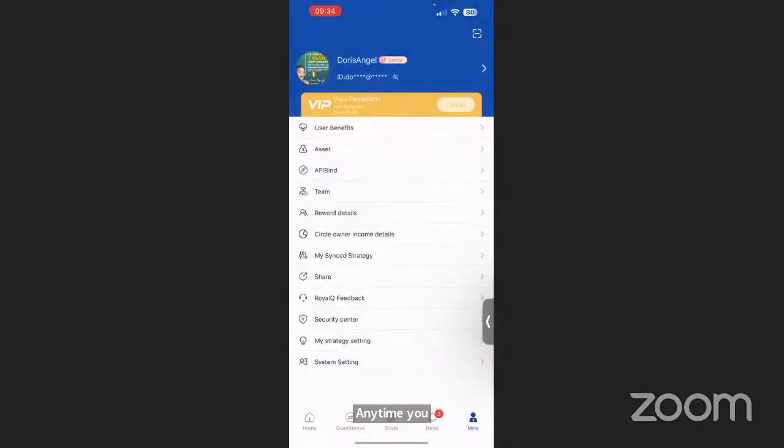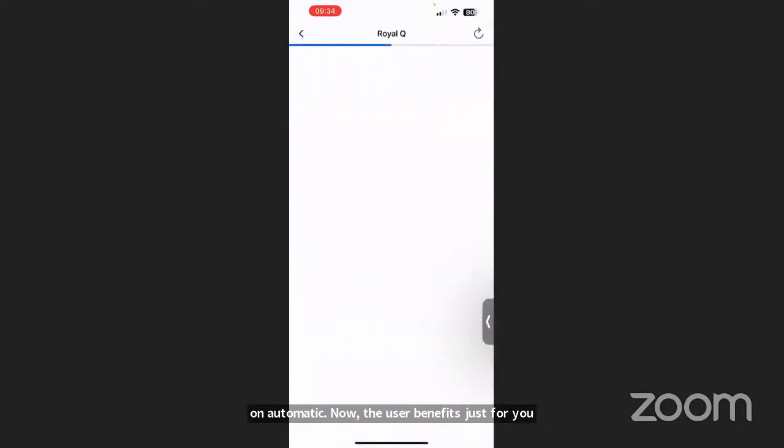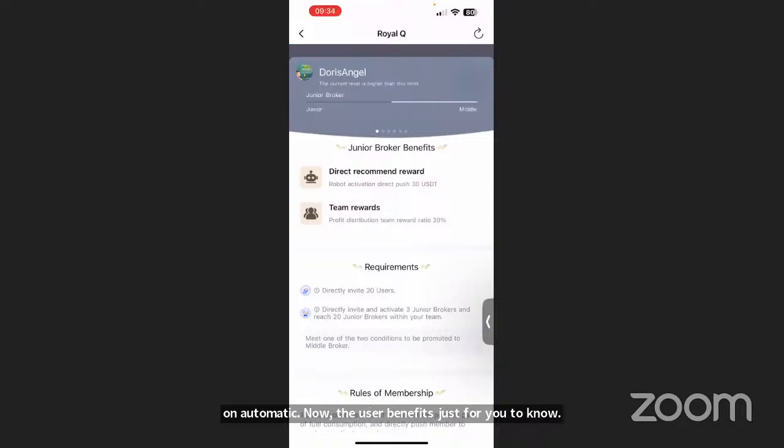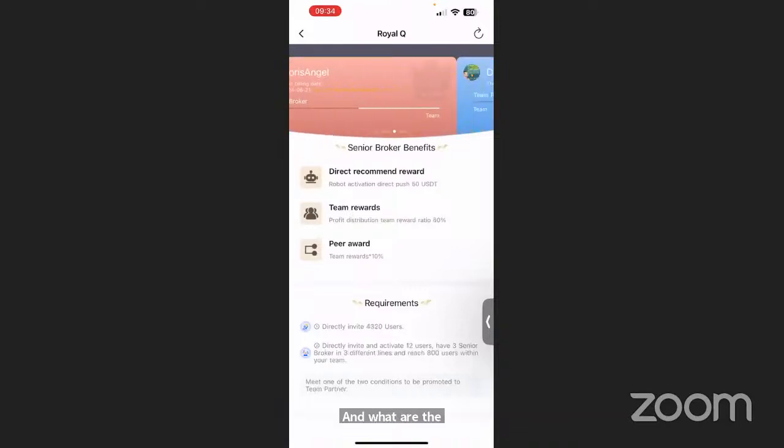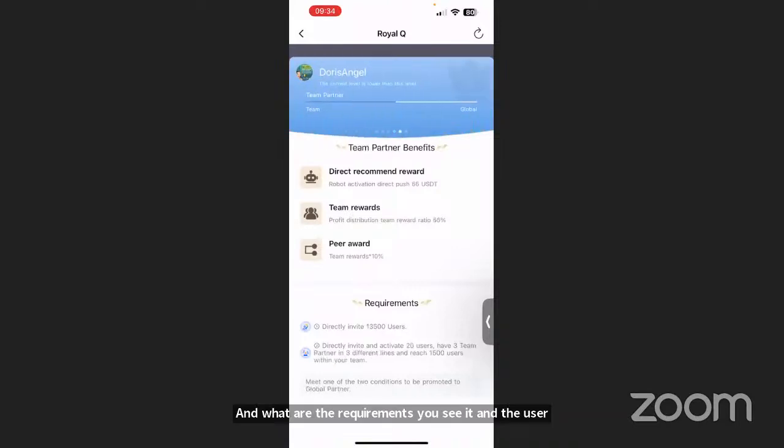Now the user benefits, just for you to know, if you want to know which level you can be on to earn what, and what the requirements are, you see it under user benefits. I'm not going to go into details, but from the 1st to the 5th rank you earn from your team members. The last rank you earn from everybody on planet Earth using Royalq.